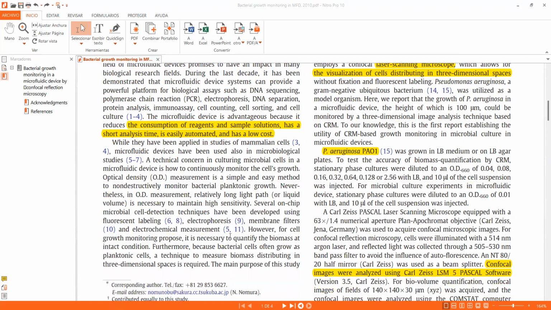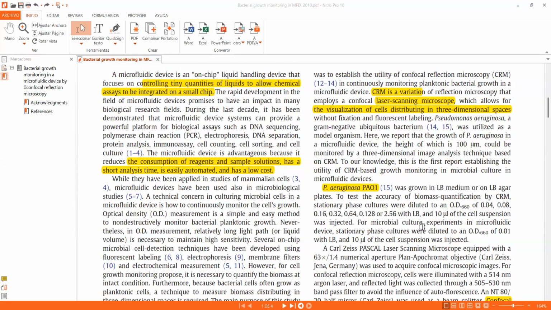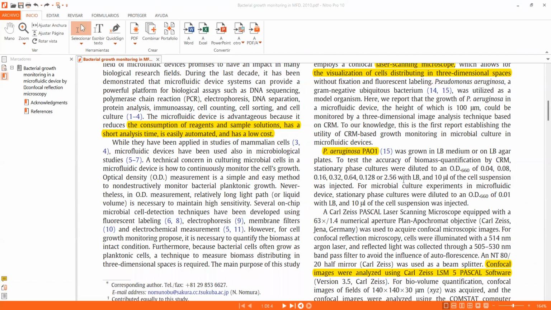The objective of this study is to analyze the utility of confocal reflection microscopy, called CRM, in continuously monitoring planktonic bacterial growth in a microfluidic device. Confocal reflection microscopy is a variation of reflection microscopy that employs a confocal laser scanning microscope, which allows for the visualization of cell distribution in three-dimensional space.